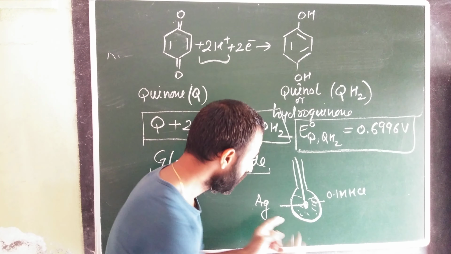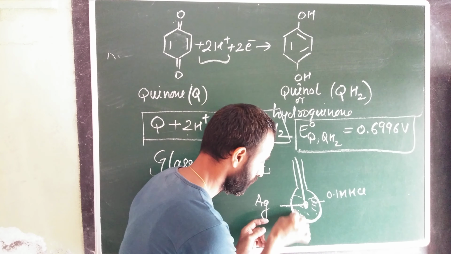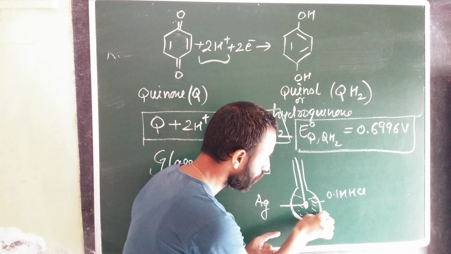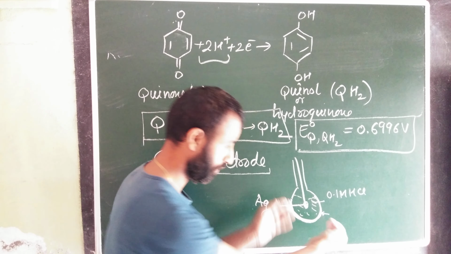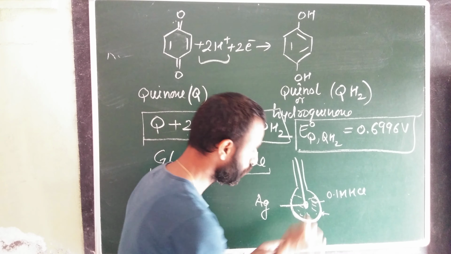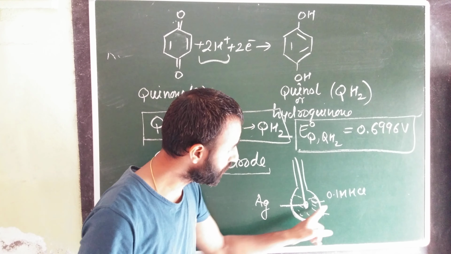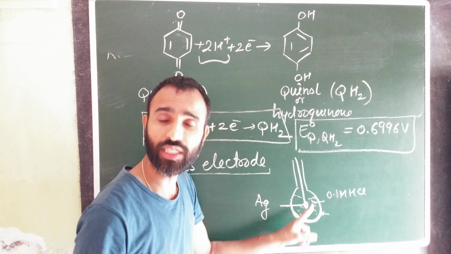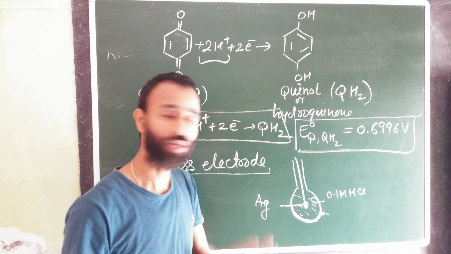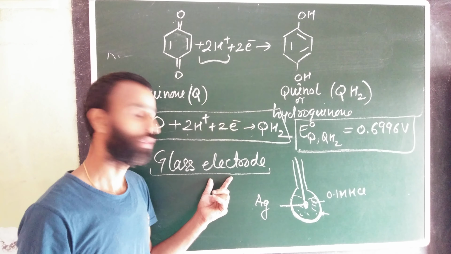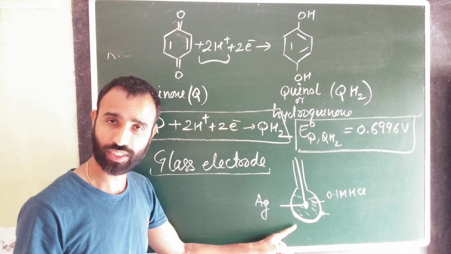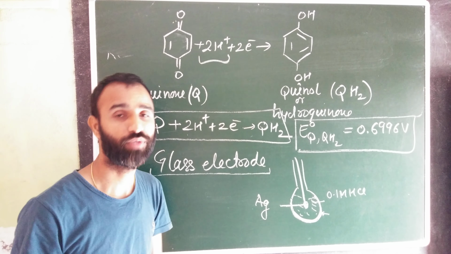What happens is there is a special type of membrane which absorbs H plus ions. H plus ions cannot pass through it, but they are adsorbed on it, and due to preferential adsorption and the difference in concentration of H plus ions inside and outside, a potential is created, and that way the H plus ion concentration of the unknown solution is known to us, and we calculate the pH of that solution.